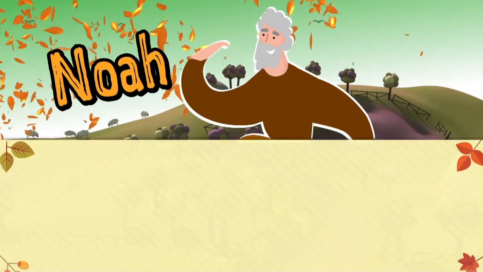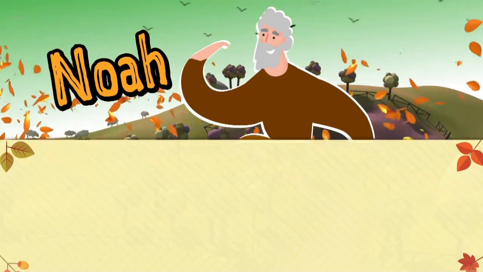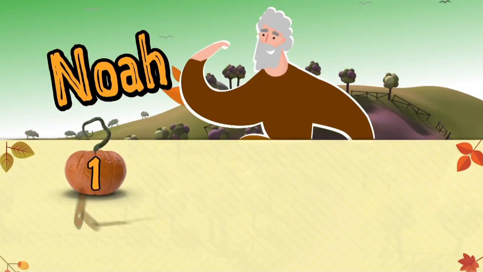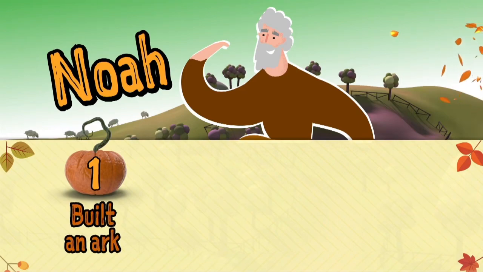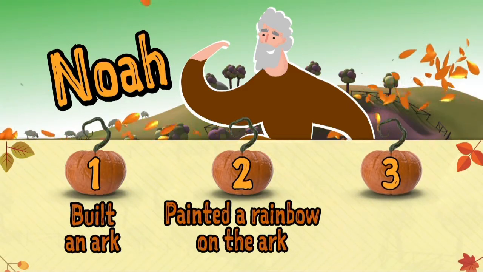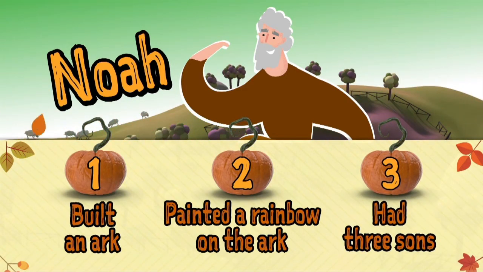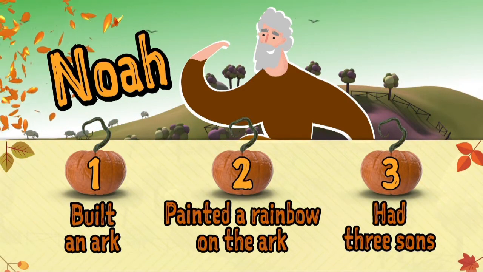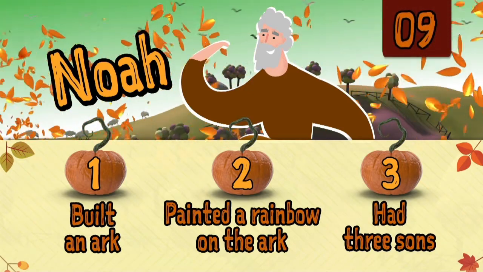Noah is our final Bible character. Now, which of these is not true about Noah? One, Noah built an ark. Two, Noah painted a rainbow on the ark. Three, Noah had 3 sons. Which of these pumpkins is not telling the truth?